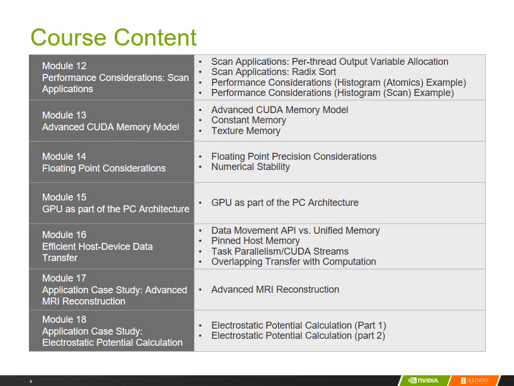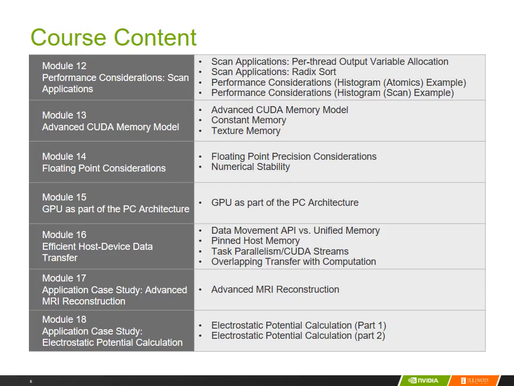Module 16 is on the efficient host device data transfer. And this is where we start to go beyond just the data parallelism and discuss the task parallelism support in CUDA using streams so that we can effectively overlap the data transfer with computation. And we also discuss some of the subtleties, such as using pinned host memory to improve the data transfer bandwidth.